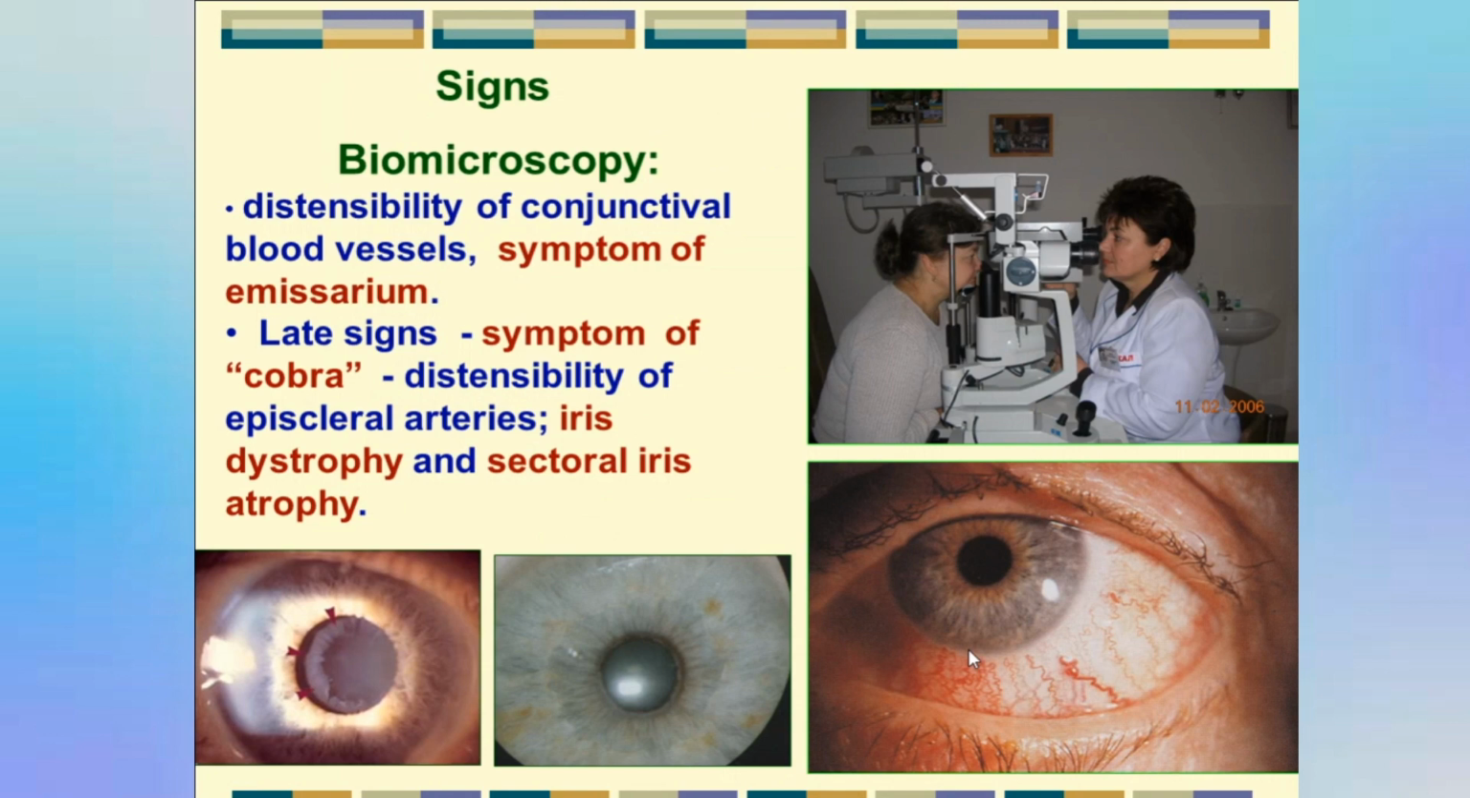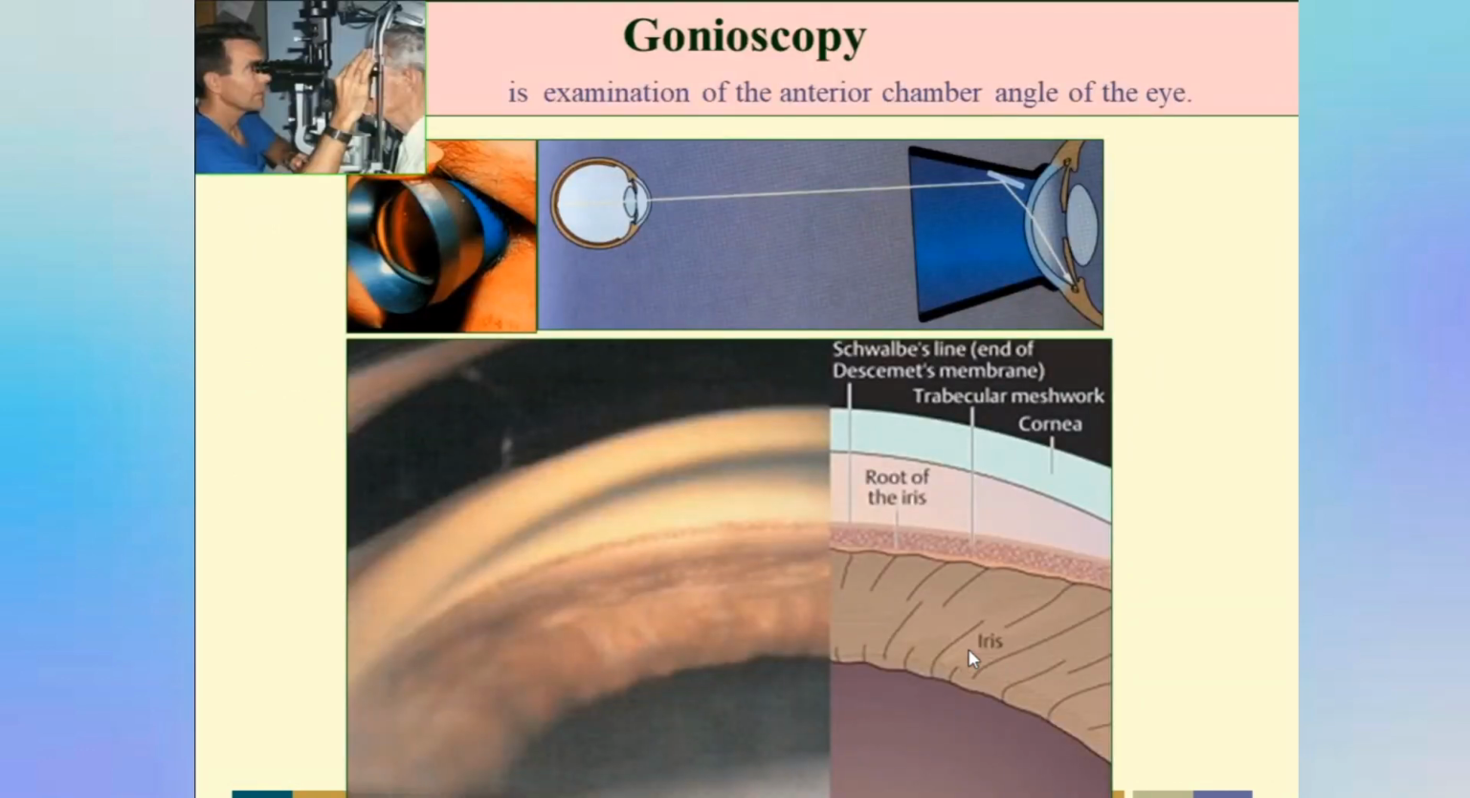On this picture, by the way, you see the head of our department, Professor Ivanova. She is examining the patient. Gonioscopy, I have already mentioned, is the examination of the angle of the anterior chamber of the eye.